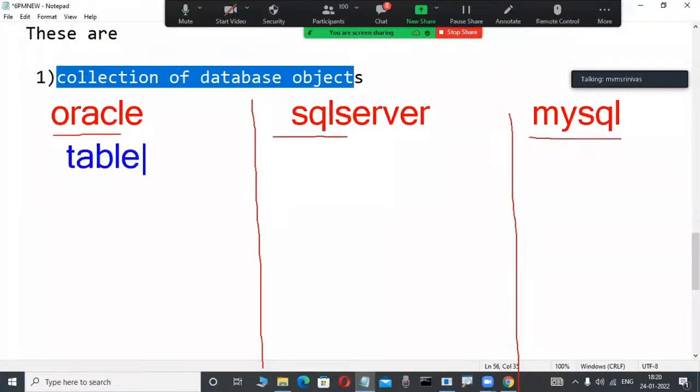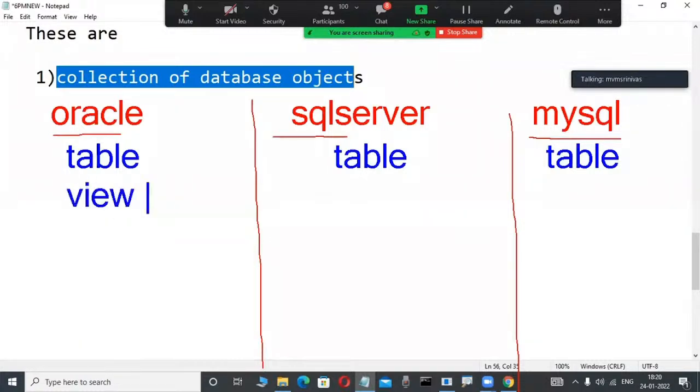Table, no? Table is a database object. Here also a table is there. Here also a table is there. In MySQL also a table is there. Same. Again, view is a database object. It has some purpose. Here also view is there. Here also view is there. View is a database object.